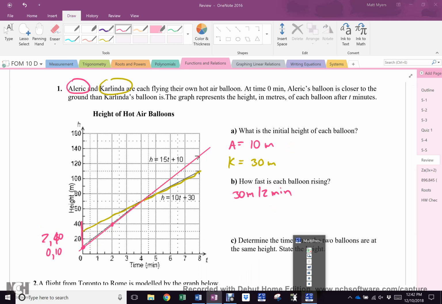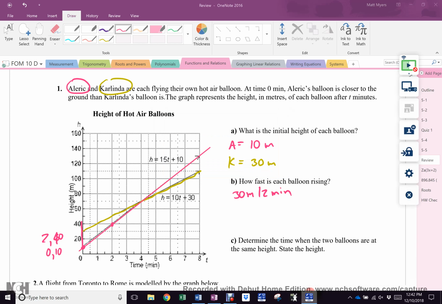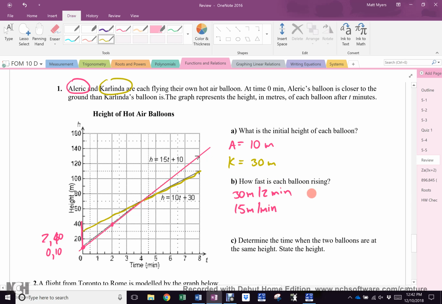Now, do we give rates like that? Something in 2 minutes? No. What do we give our rates as? 1 minute. So it is 15 meters per minute. That is Alaric. What is our friend Carlinda? 10 meters per minute. 2 marks there, 2 marks there, 1 for each.